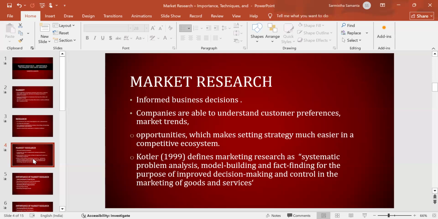If the situation changes, suppose during lockdown, there are so many platforms, online platforms for the online teaching-learning process.